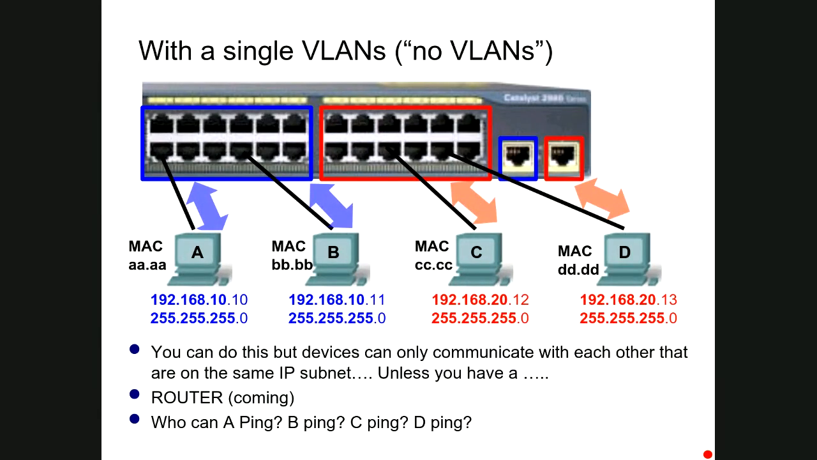So now we have partitioned the switch, and ports 1 through 12 and their workgroup server, the first gig port, have been made into VLAN 10.